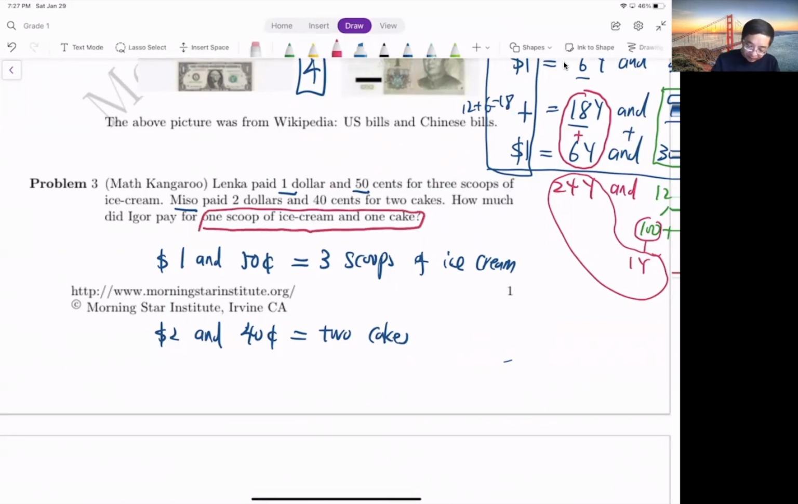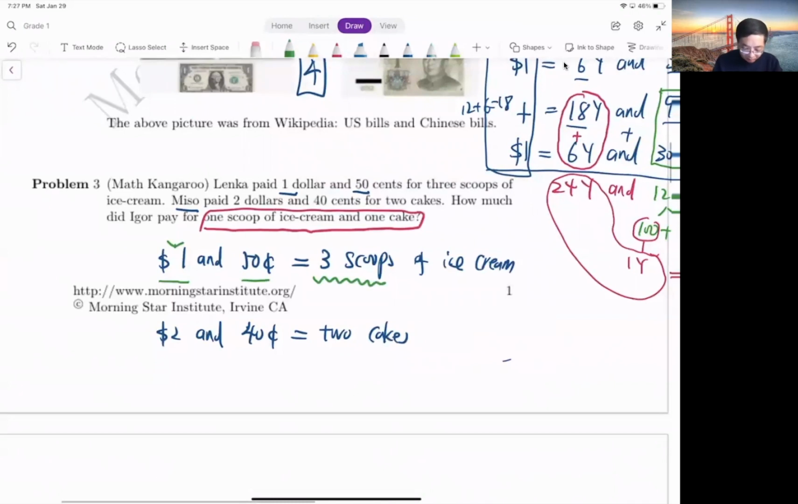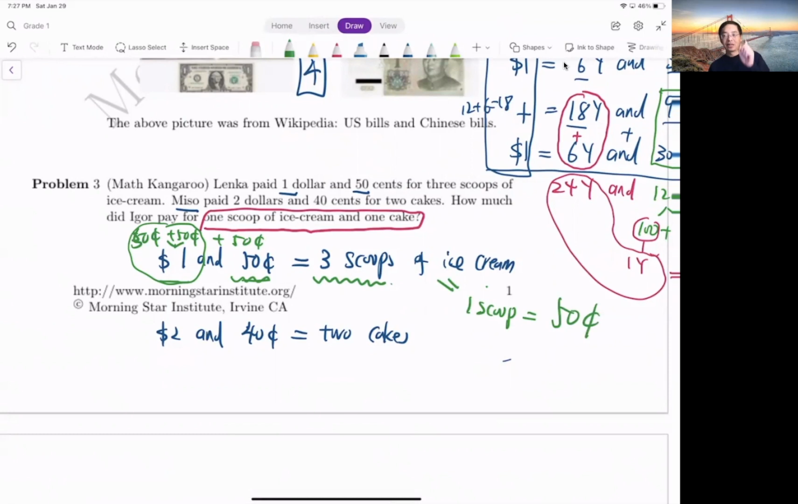Okay, first of all, let's look at this. 3 scoops, right? So 3 scoops is $1.50. Let's break it down. $1 we know is 50 cents plus 50 cents, and plus 50 cents, right? So this basically tells us 3 scoops of ice cream cost 3 times 50 cents. So from here, what we derive is 1 scoop equals 50 cents, right? 3 scoops will be 50, 50, $1 plus another 50, $1.50.